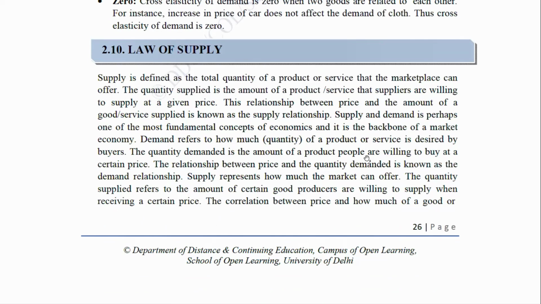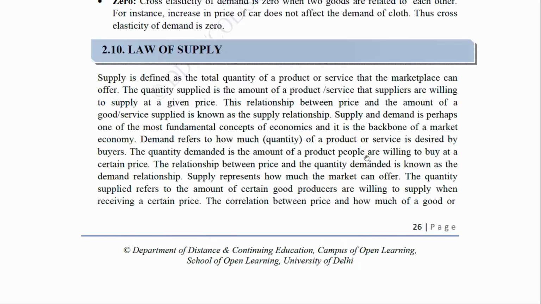2.10 Law of supply. Supply is defined as the total quantity of a product or service that the marketplace can offer. The quantity supplied is the amount of a product or service that suppliers are willing to supply at a given price. This relationship between price and the amount of a good or service supplied is known as the supply relationship.